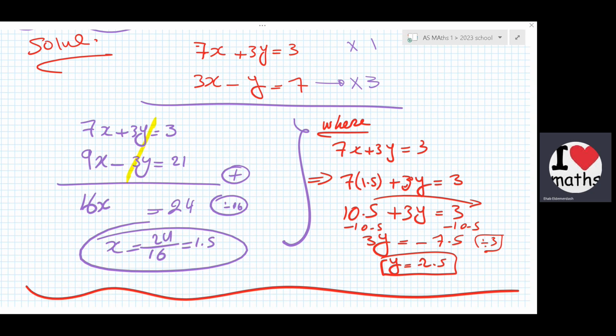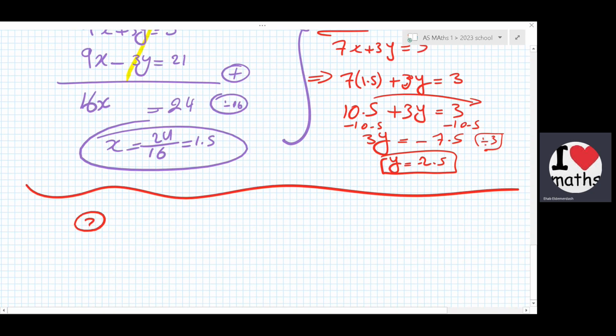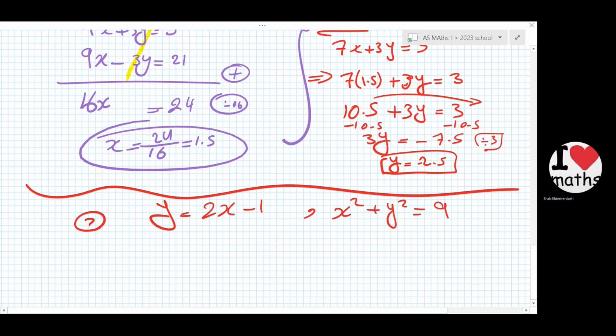Sometimes it will be linear and quadratic. For example, let's do this, solve number 2. If I said for example that y is equal to x minus 1, and then x squared plus y squared is equal to 9. Or x squared plus y squared is equal to 9 and you have y equal to 2x minus 1. Okay, then I tell you, come on, let's solve these two together.